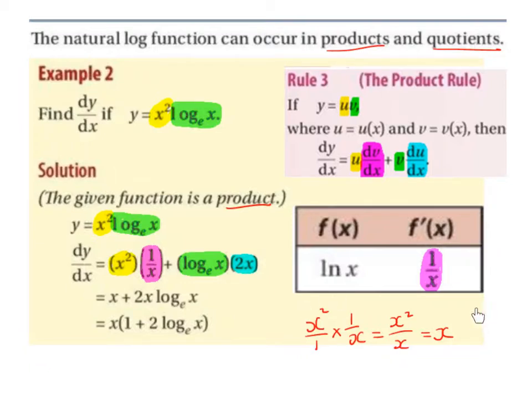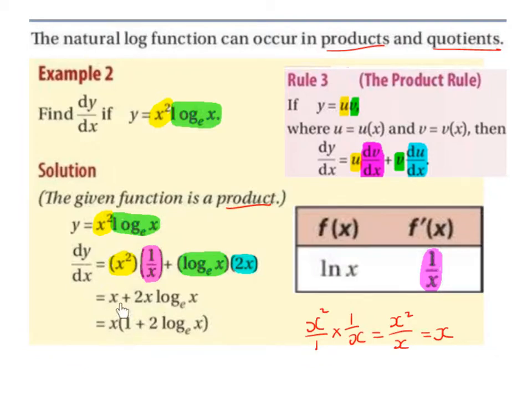So just to show you where I got that from: x squared over 1 times 1 over x is x squared over x, which is x. So 2 minus 1 is 1, so x to the power of 1, or just x. And then log base e of x times 2x is 2x log base e of x. And then we can factorize out the x.